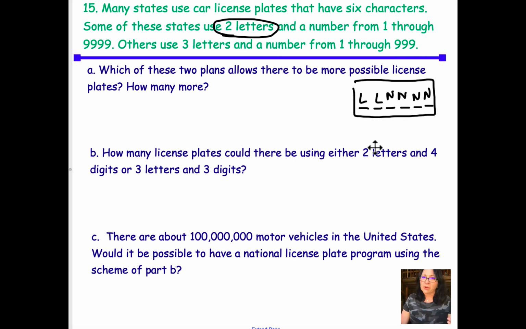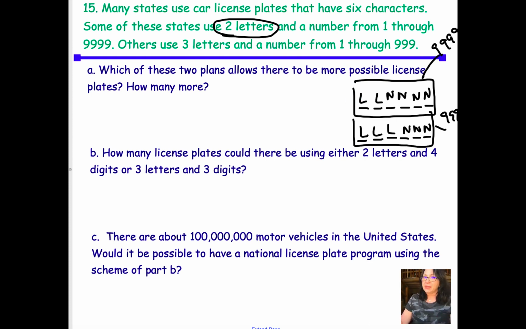So the most value for that would be up to 9,999. But then other license plates, another option, 1, 2, 3, 4, 5, 6, has 3 letters. So it would be letter, and then number. So for this one right here, we have 9,999 options. But for this one, I only have 999 options for my numbers, okay? And the letters, of course, are 26 letters in the alphabet. So we got 26 each time.